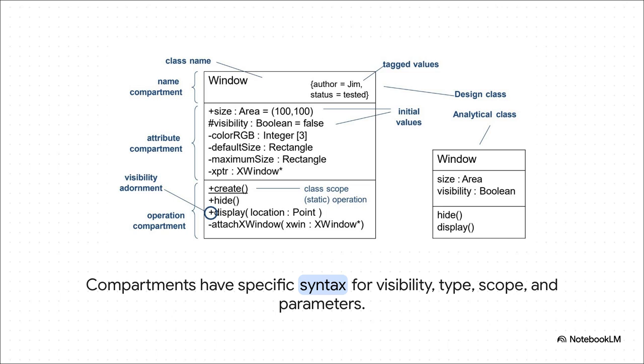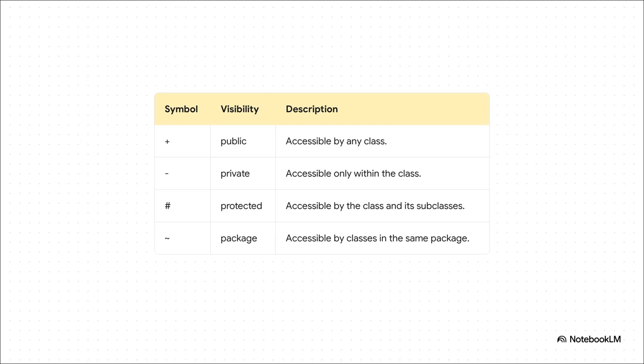Now, it's really important to get this. Every single symbol and keyword you see here has a precise, technical meaning. Let's break those down. First up, visibility. This is specified with one of these 4 symbols. A plus sign, that means it's public, accessible by any other class. A minus sign means it's private, accessible only within the class itself. The hash symbol, that's for protected access, so the class and its subclasses can get to it. And finally, the tilde, that signifies package visibility.